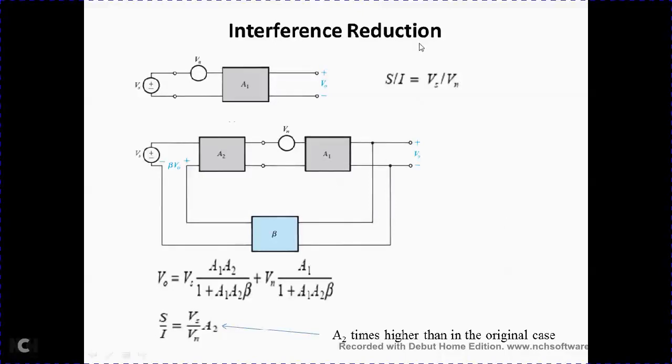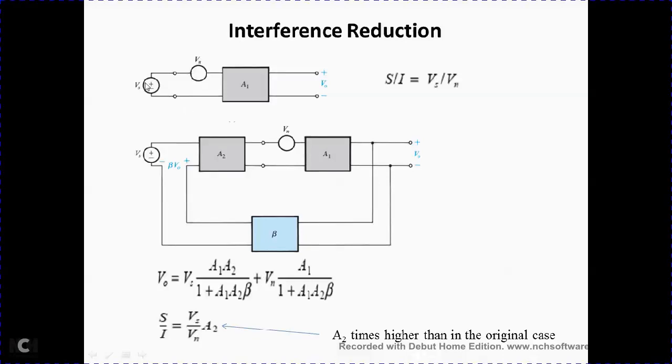Now, interference reduction. For that, let's see one diagram. Here you can see a diagram where we don't have any feedback in this amplifier. A1 is the open loop gain of the amplifier. Input is Vs, output is V0. We have one more input here, which we call Vn. It is a noise voltage, an interference, an unwanted signal. It is there because of external noise or maybe internal to the system, whatever it may be, but ultimately it is an unwanted thing.